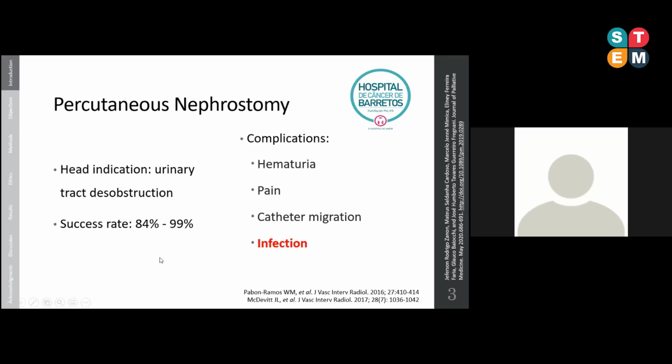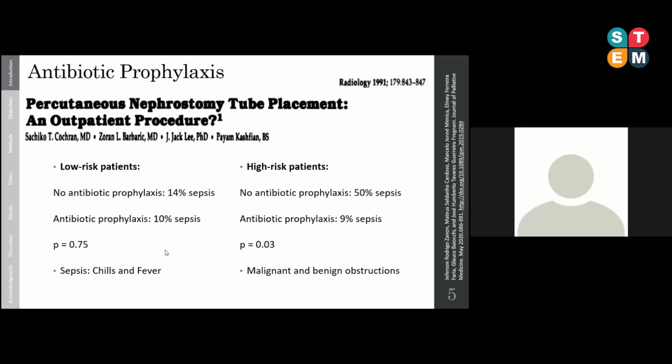But like any procedure, it's not without complications, and infections are the most prevalent and the most feared among oncologists specifically. However, as shown in this table, in the literature, there are different definitions for nephrostomy catheter-related urinary tract infections, different names for urinary infection in different times.